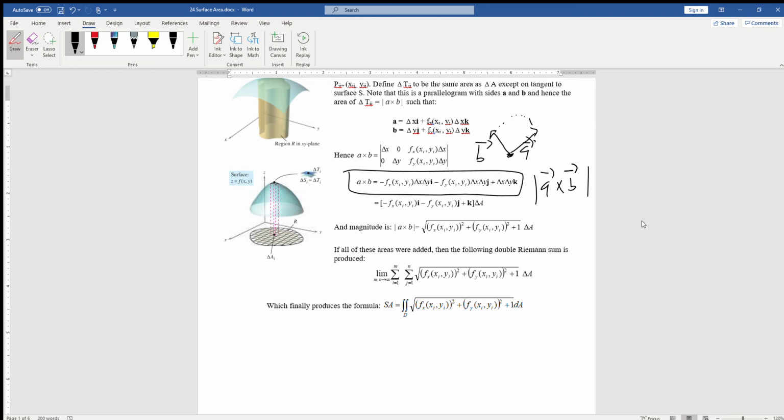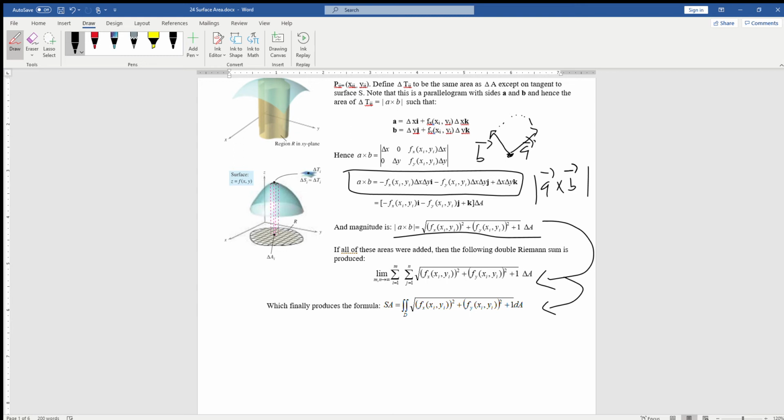Now that can be turned into a double Riemann sum. So we're going to take this magnitude, and add up all of the different surface areas from those tangent vectors and the cross products of those, and eventually what we're going to end up with is the double integral of the square root of the derivative with respect to x squared, plus the derivative with respect to y squared, plus 1.